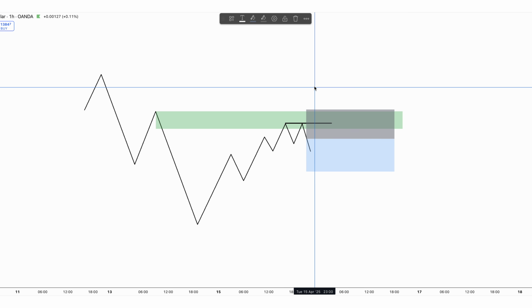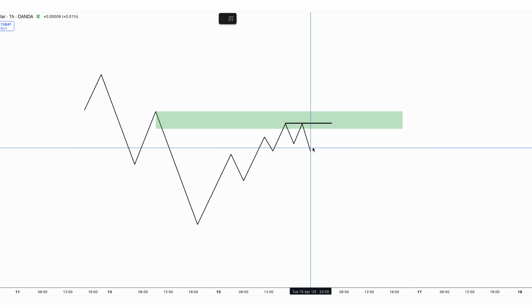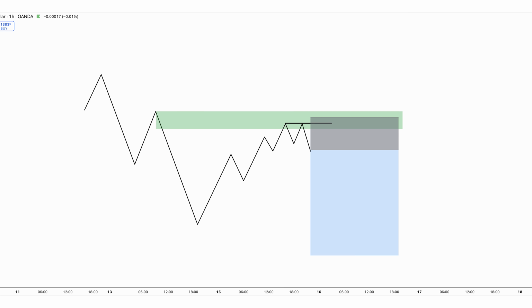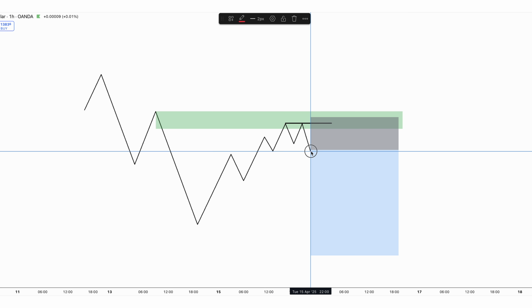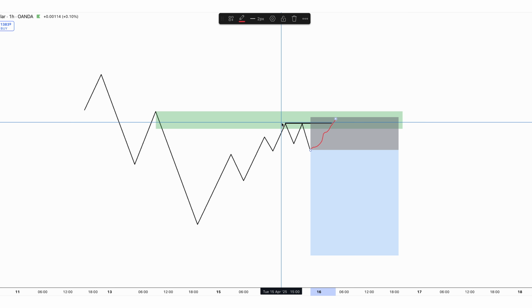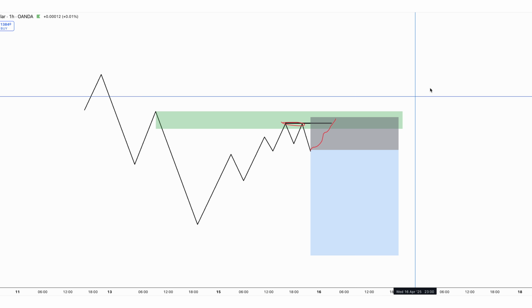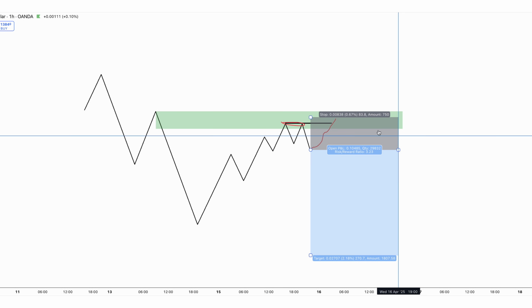So let's say we sold here and we were expecting the market to continue running down. The risk that we run here is that we actually get a push up to take out the equal highs that have been formed. And the thing is, this is quite a common thing to occur.